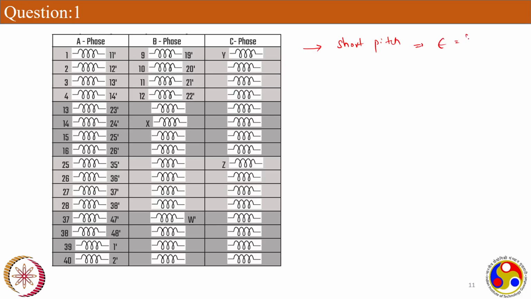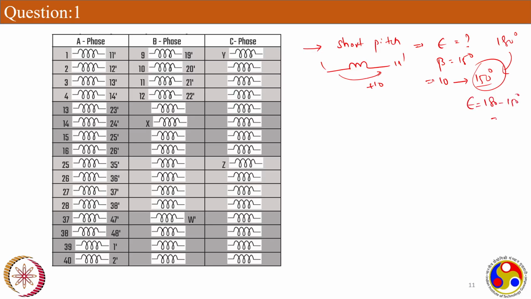Now what is my epsilon? To calculate the epsilon, you calculate the coil span of this particular coil. So 1 and 11 dash. It is having 10 slots, slot pitch. So for each slot, beta I know is 15. So for 10 slots, it will be 150 degree coil span. So if it's a full pitch, it's 180 degrees. If it is a short pitch, here it is 150 degrees. So my epsilon is 180 minus 150, a 30 degree short pitched winding.